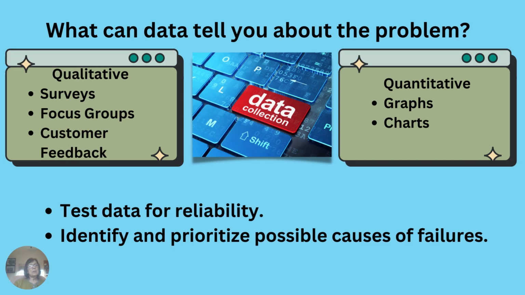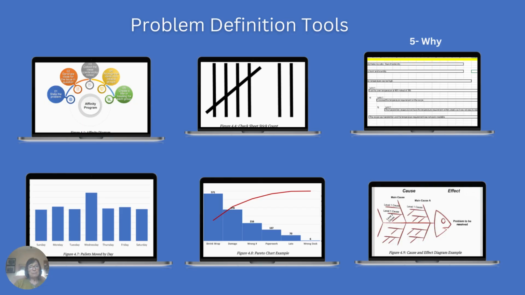The other thing we have to look at is, whatever data we're using, is it reliable? Are we using the right type of format, the right type of tool that is saying our data is real, that we're not skewing data because the type of format we're using is incorrect? And from this data, we can identify and prioritize possible causes of failures.